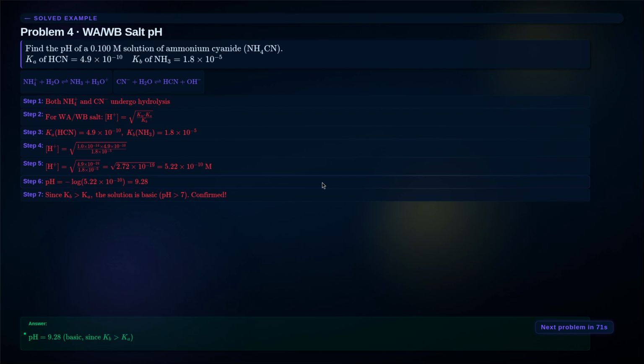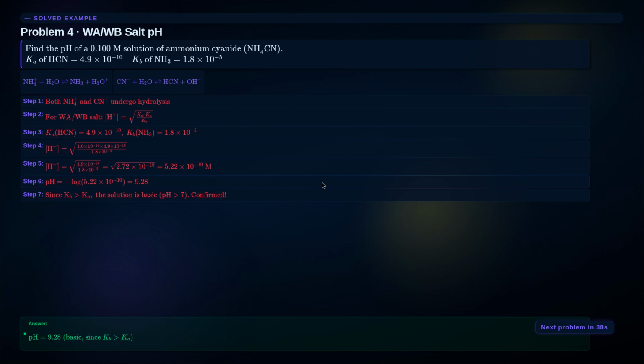Step 4. H plus equals square root of 1.0 times 10 to the negative 14 times 4.9 times 10 to the negative 10 divided by 1.8 times 10 to the negative 5. Step 5. This equals the square root of 2.72 times 10 to the negative 19, which is 5.22 times 10 to the negative 10 molar. Step 6. pH equals negative log of 5.22 times 10 to the negative 10, which equals 9.28.